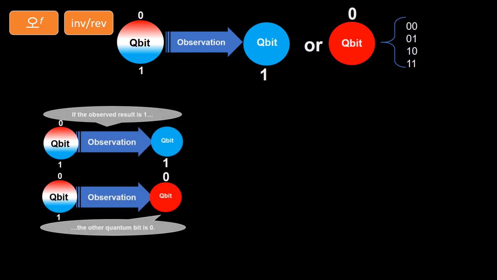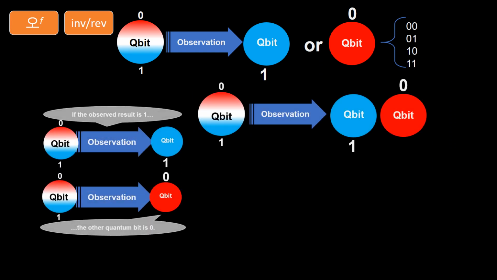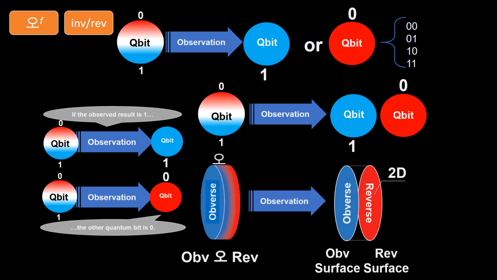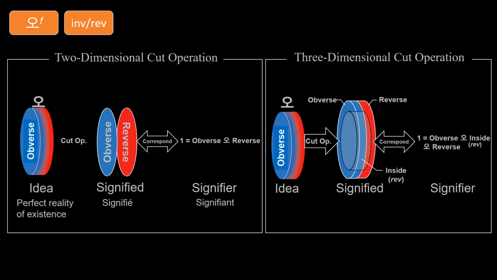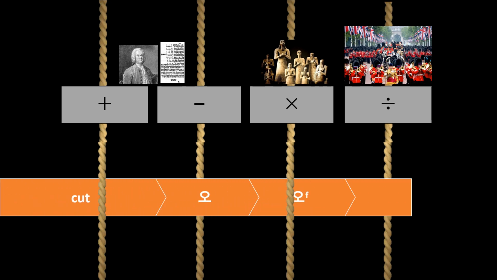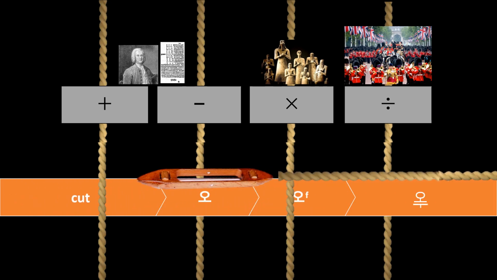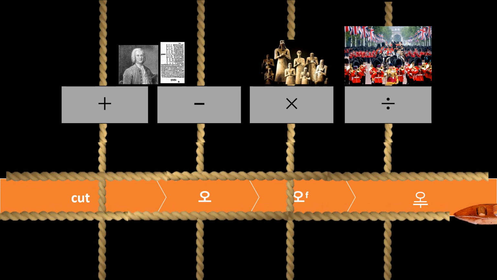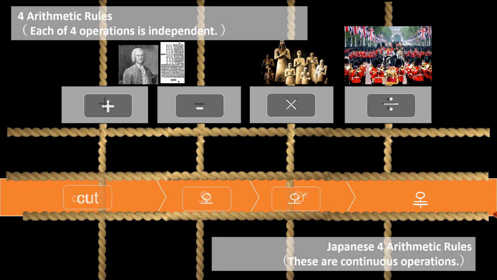Qubits form pairs, code entanglements, in the state of superposition of zeros and ones. Considering dynamization of observation and reverse, we can see that observation and reverse are obtained by cut operation, front and back of the function that a qubit has. If you think about thread cut operation, inside occurs between observation and reverse. Plus, minus, multiply, division, cut, dynamization, superposition, reverse. They work like warp and weft like fabric. The four arithmetic operations are independent of each other, whereas the Japanese four operations are continuous.